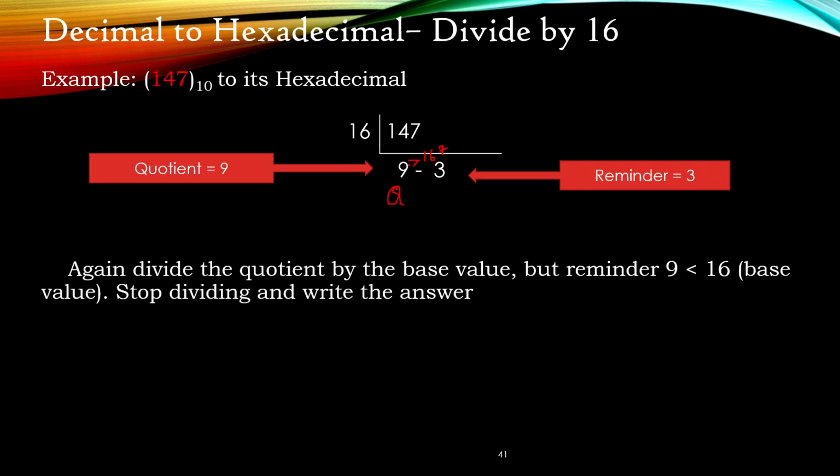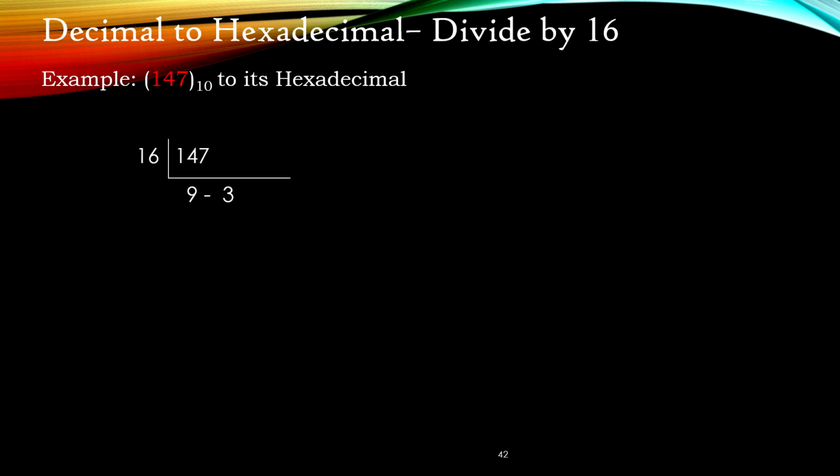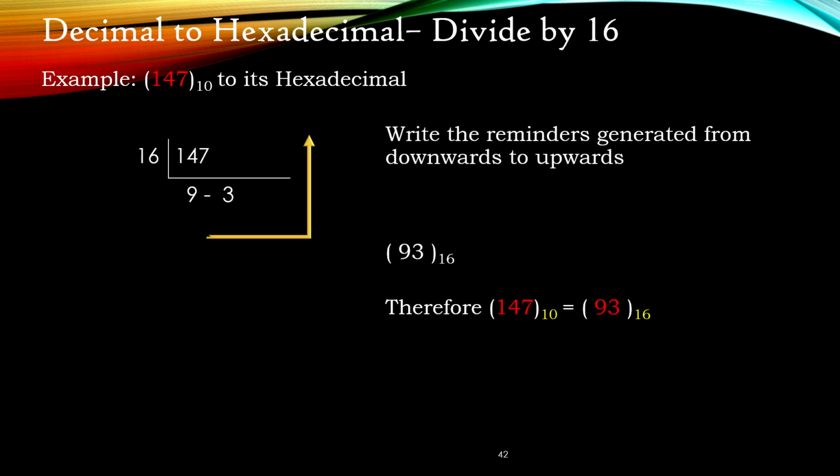So I'm going to stop the division and I'm going to count the number from bottom to top. So the number is 9 and 3. So to the base 16, this is the answer. 147 will be equivalent to the number 93, which is a hexadecimal number, that is to the base 16.